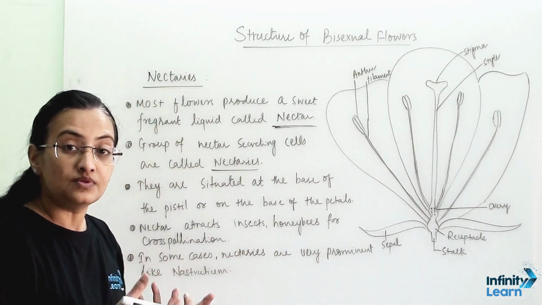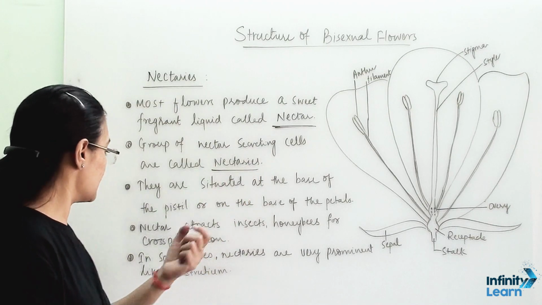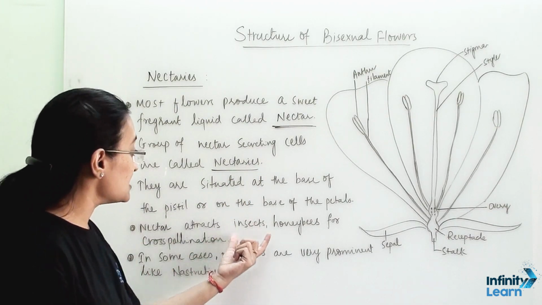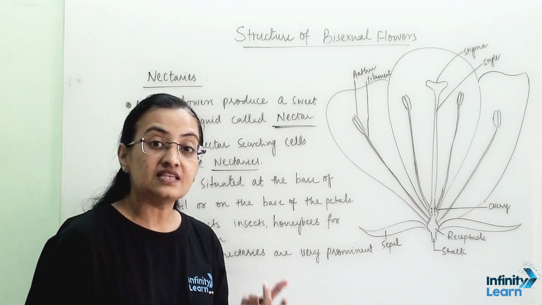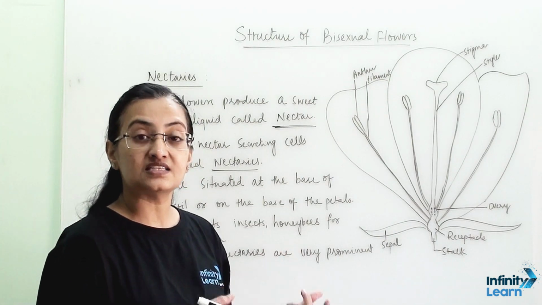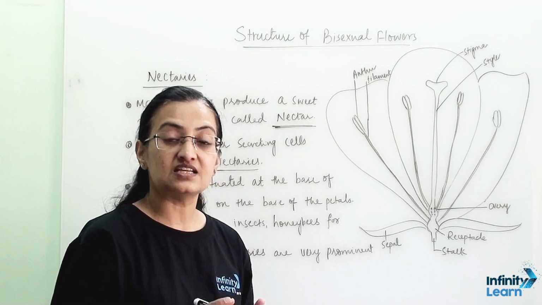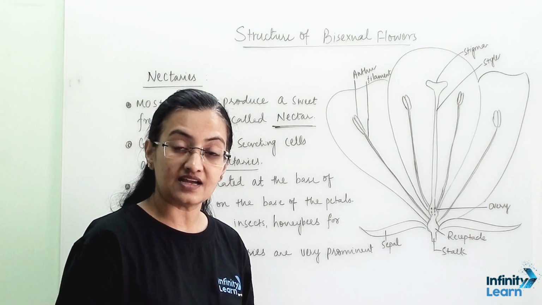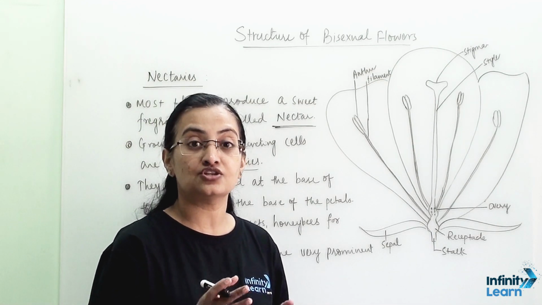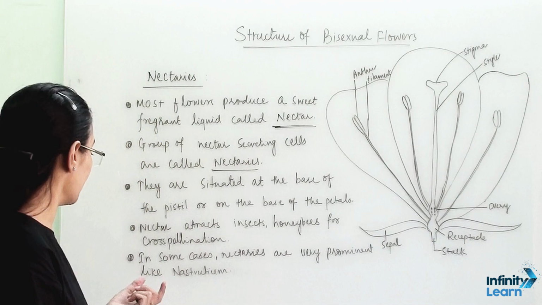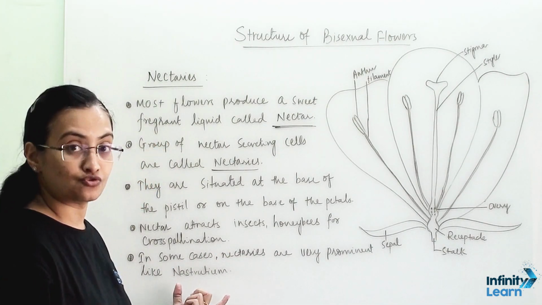These nectar producing cells are nectaries. Nectar attracts insects like honeybees for cross pollination. This nectar is food for insects like honeybees, butterflies and flies. So these insects will come to take the nectar and in turn they will help the flower in cross pollination and in reproduction.